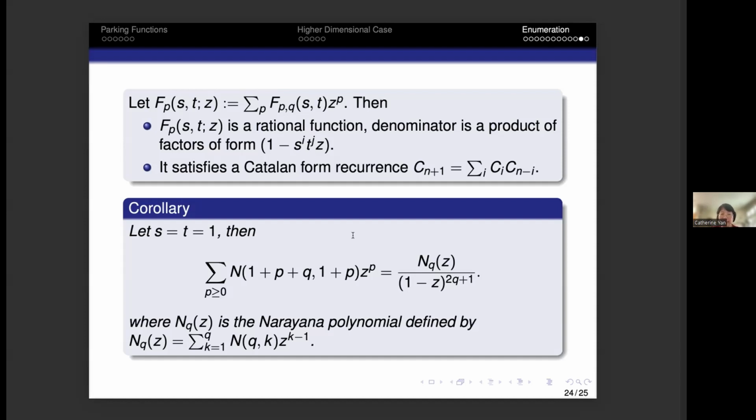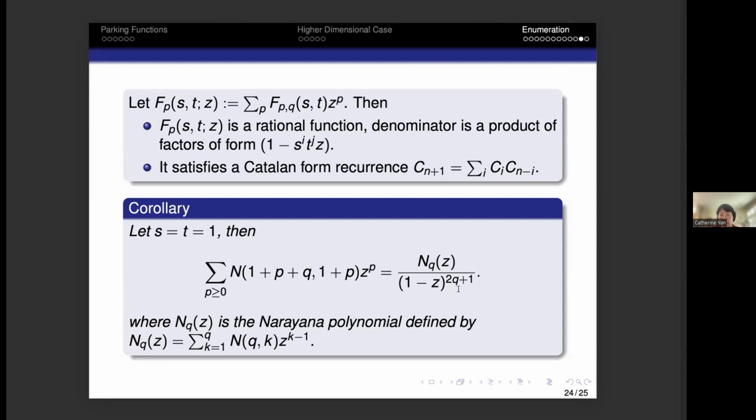To end my talk, the last thing I want to mention is an interesting observation, and I would love to see if anybody has seen something similar or encountered similar phenomena. What happens if in our enumerator we let S and T be 1? That basically goes back to counting how many PQ parking functions there are. What we got is this generating function, whose coefficients are Narayana numbers, is a rational fraction and is of special form.